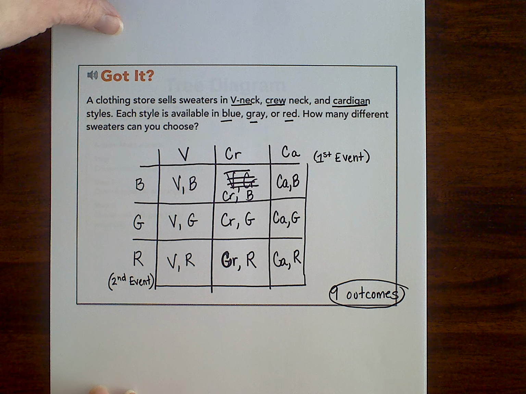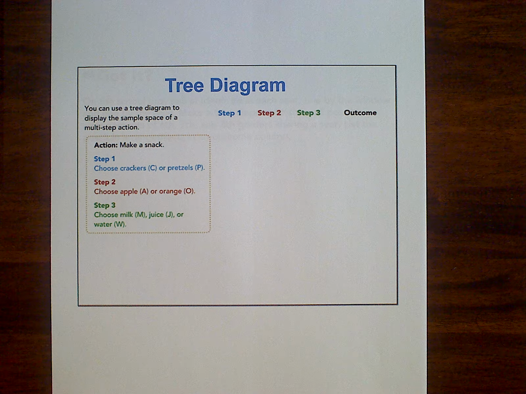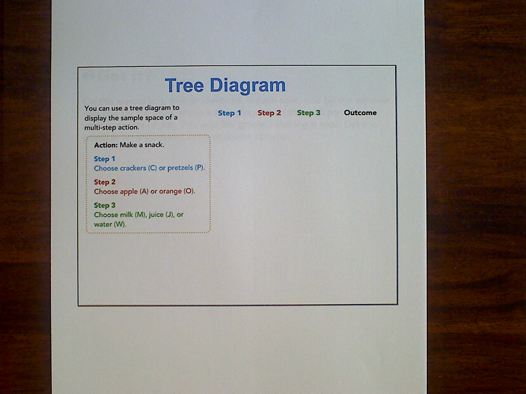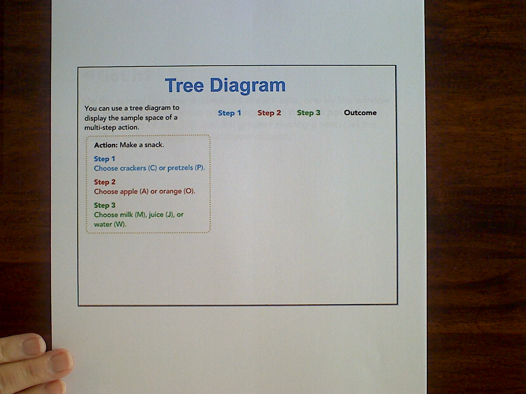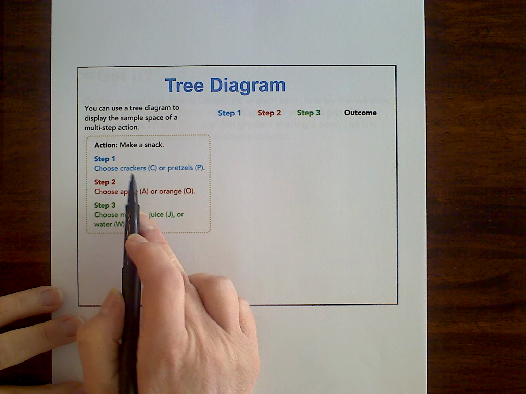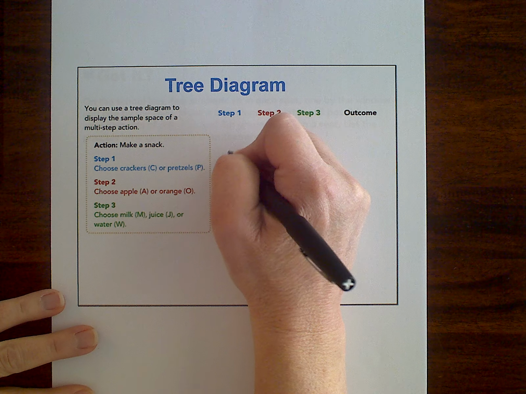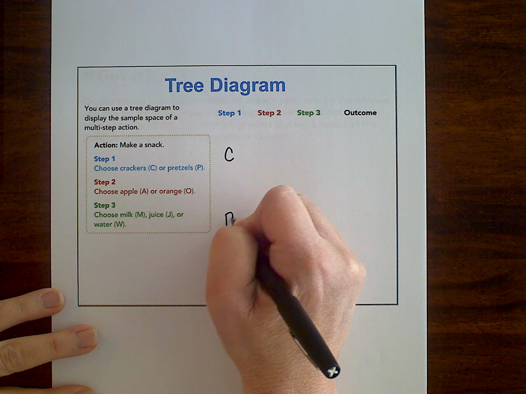And the last type that we talked about yesterday was tree diagrams. And one thing that I want to point out to you is your tree diagrams are going to look very different today in your homework assignment. Yesterday, when you looked at your tree diagrams, you started at the top and you built your tree down. We are actually going to build our tree from left to right. So I have an action, which is making a snack. And step number 1 is to choose crackers or pretzels. So I'm going to use C for crackers and P for pretzels.